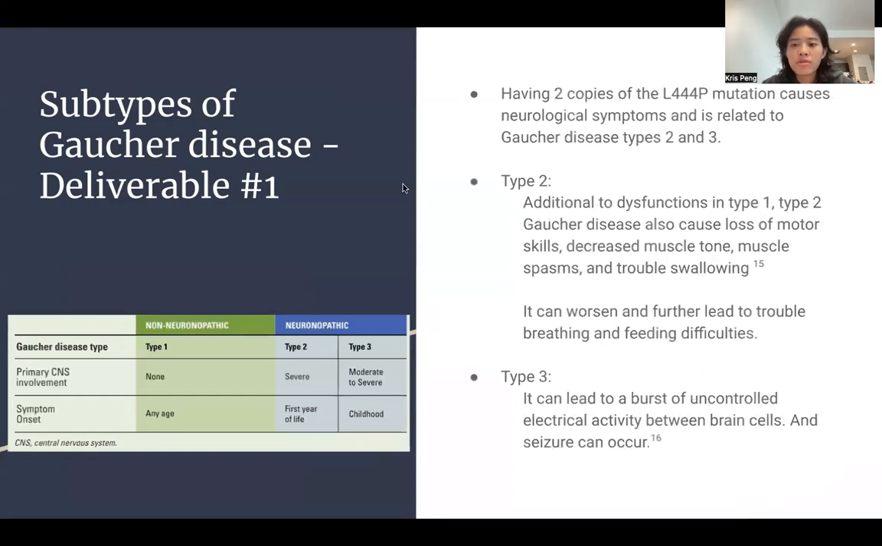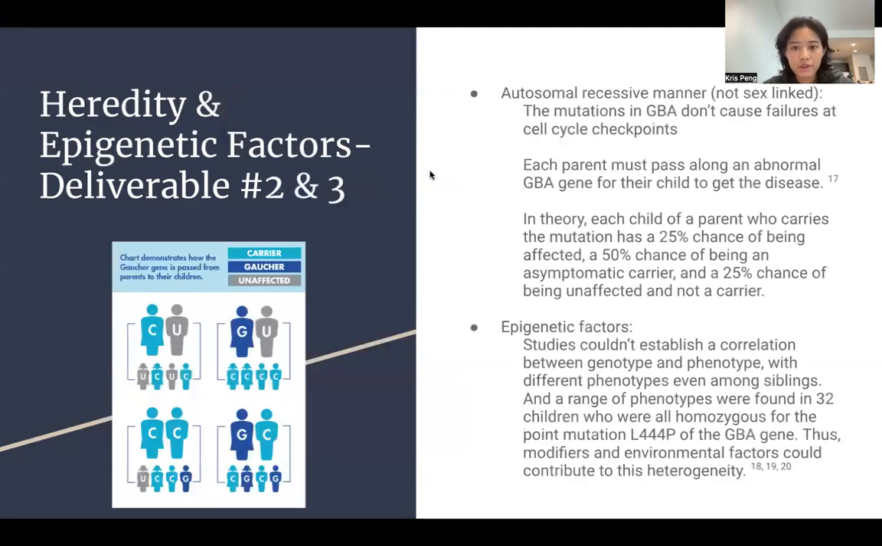And having two copies of the L444P mutation causes neurological symptoms and is related to Gaucher disease type 2 and 3. So for type 2, in addition to the symptoms in type 1, Gaucher disease also causes loss of motor skills, decreased muscle tone, muscle spasms, and trouble swallowing. It can also get worse and further lead to trouble breathing and feeding difficulties. For type 3, it can lead to a burst of uncontrolled electrical activity between brain cells, so seizures can occur.